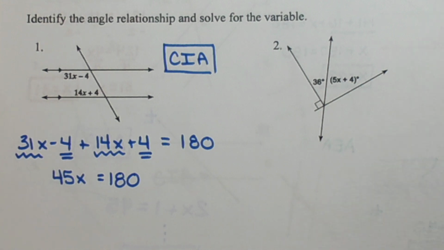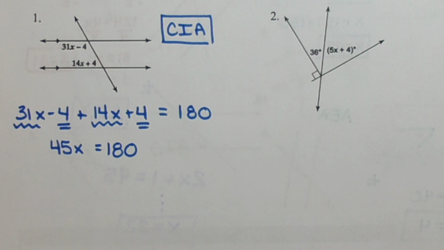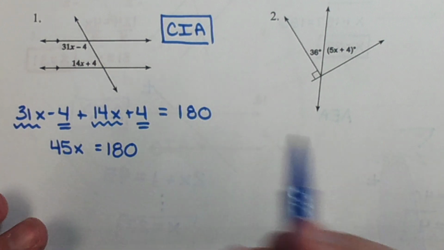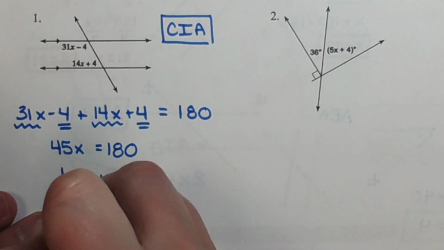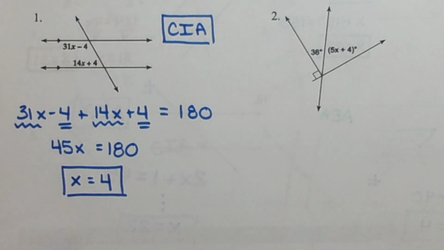Mariana. In a proof, though, we wouldn't have said combine like terms. What would we have said for a reason? Starts with an S. Simplify. Okay. How do I get x alone? Divide by 45. x equals 4. Yeah. There we go.